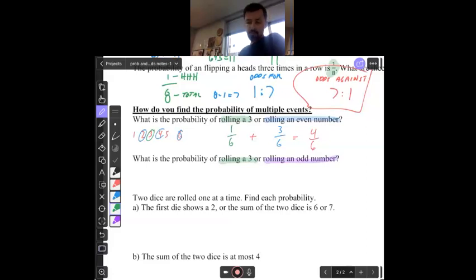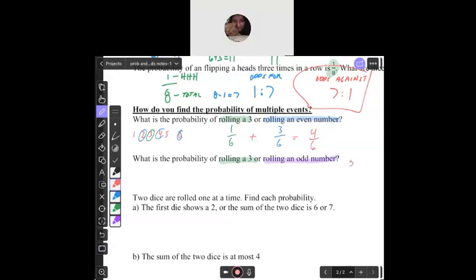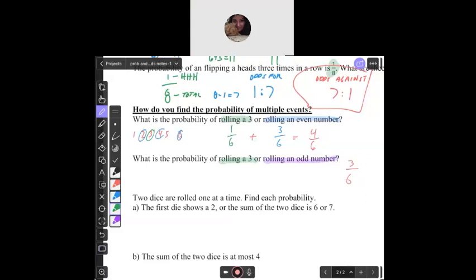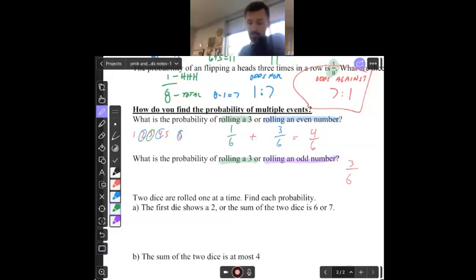Three out of 6? Why is it 3 out of 6, Maddie? Why is it different? Because 3 is an odd, so it doesn't count as 2, it just counts as 1. Can you say that again? 3 is an odd, so you're not adding any more. It just counts as 1. Just counts once. Okay. So Maddie's saying that because 3 is an odd, we can't just add it again.